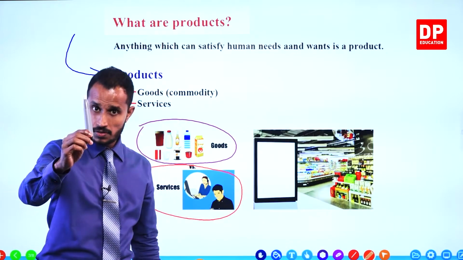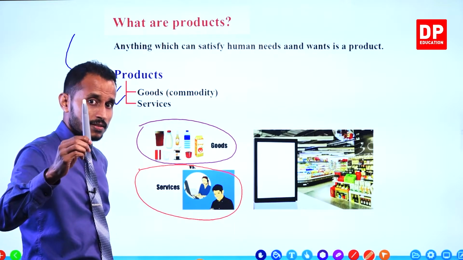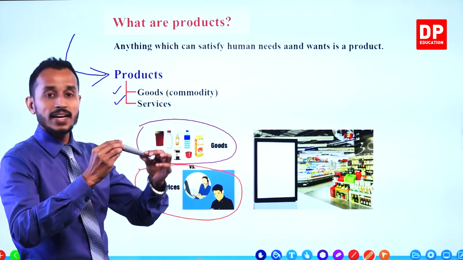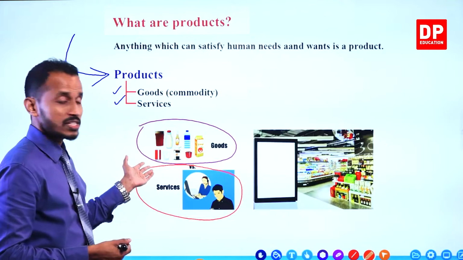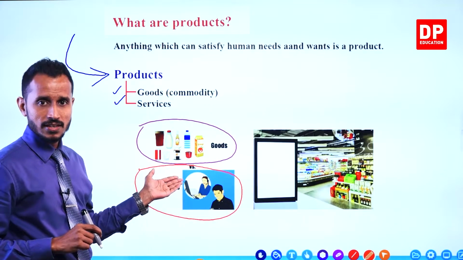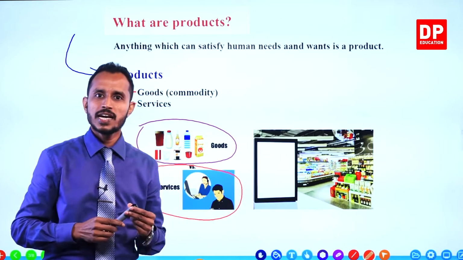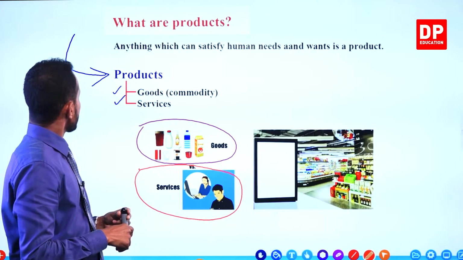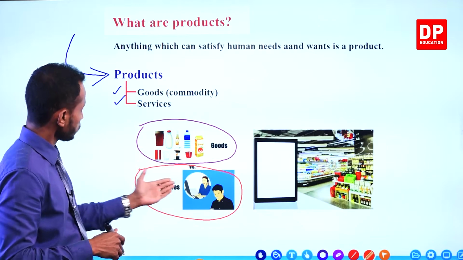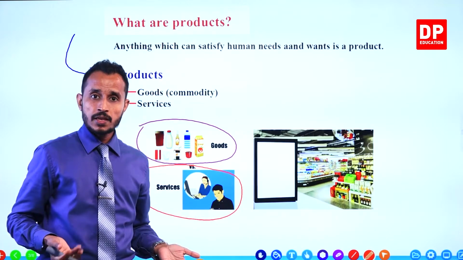Is this a good? Yes. Of course, this is a good. This is the pen that I use in order to mark on the screen. It's a good. I want this. And it's tangible. What goods can you see in the picture? What goods can you see on the screen?